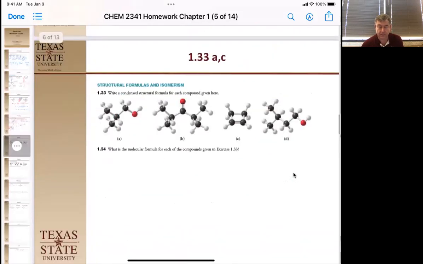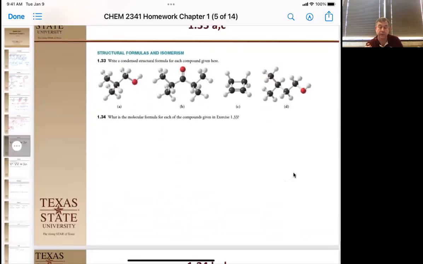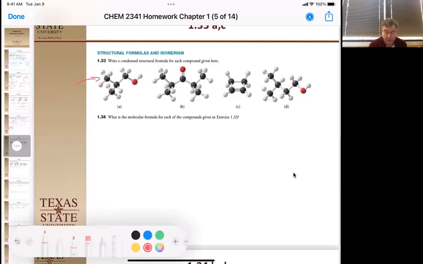All right, let's see. I'm going to do the first 2 on this one as well. I'm going to do A and B, and you'll do C and D by yourself here. Write the condensed structural formula for each of the compounds given. Okay, so the spheres in the middle are the carbon, right? So we're going to start at one end and work to the other end.